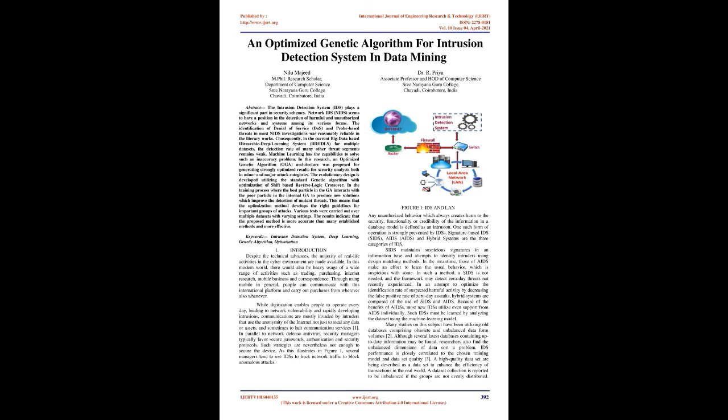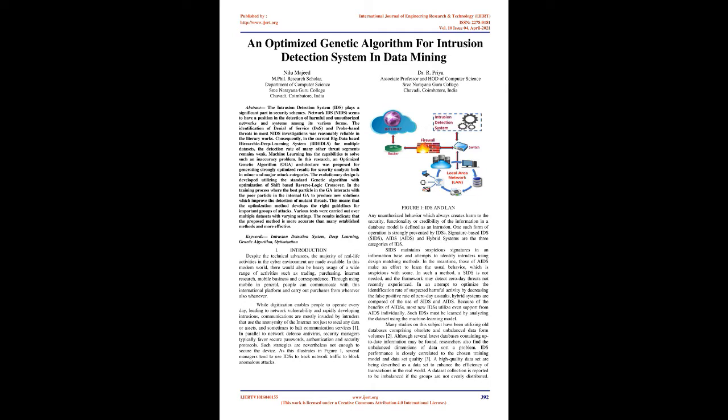the literary works. Consequently, in the current big data-based hierarchic deep learning system, BDHDLS, for multiple datasets, the detection rate of many other threat segments remains weak. Machine learning has the capabilities to solve such an inaccuracy problem. In this research, an optimized genetic algorithm, OGA, architecture was proposed for generating strongly optimized results for security analysts both in minor and major attack categories.